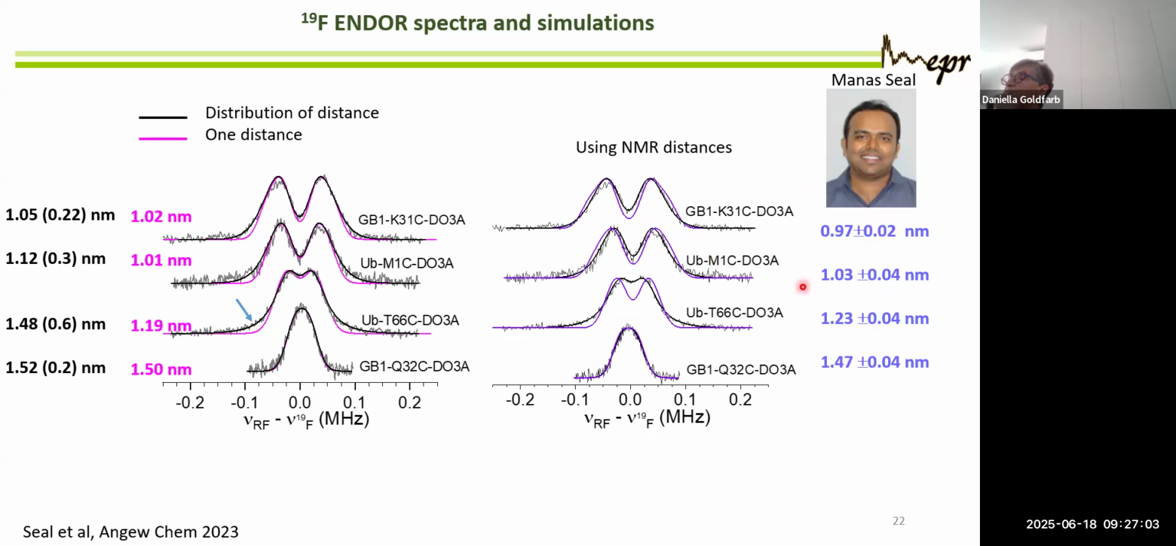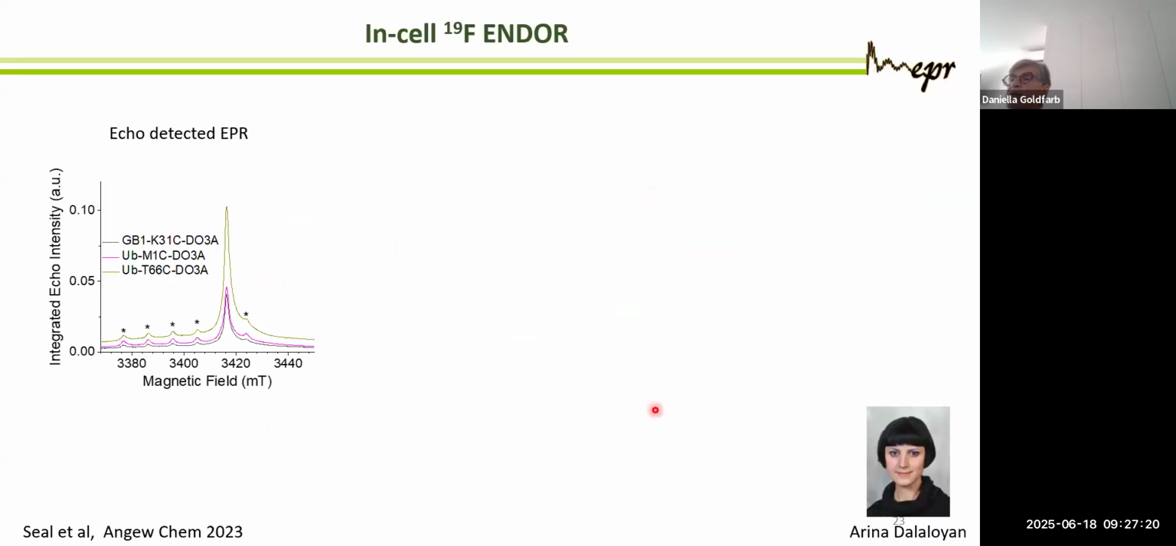And then if you take this number, you see this fit. So this is pretty good. Remember that one is done at room temperature and one is done at low temperature. So this was really encouraging. And then we went to do the in-cell measurements.